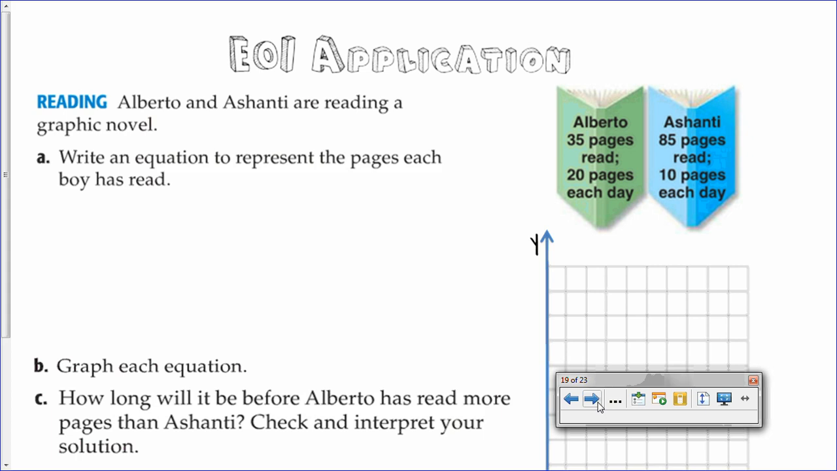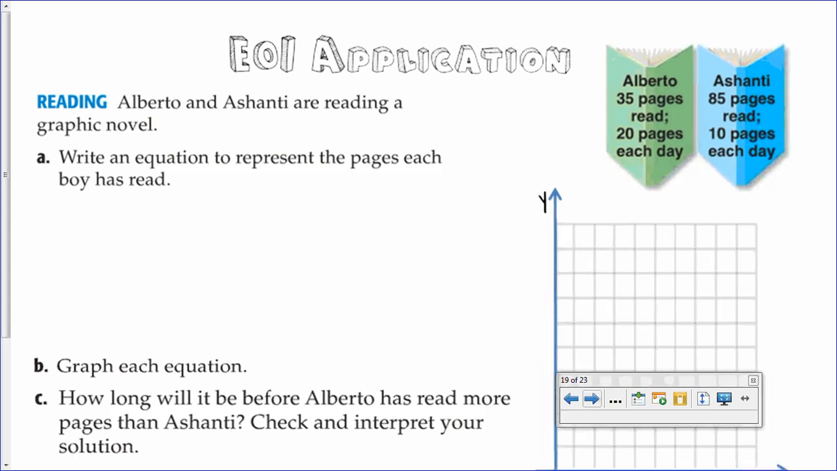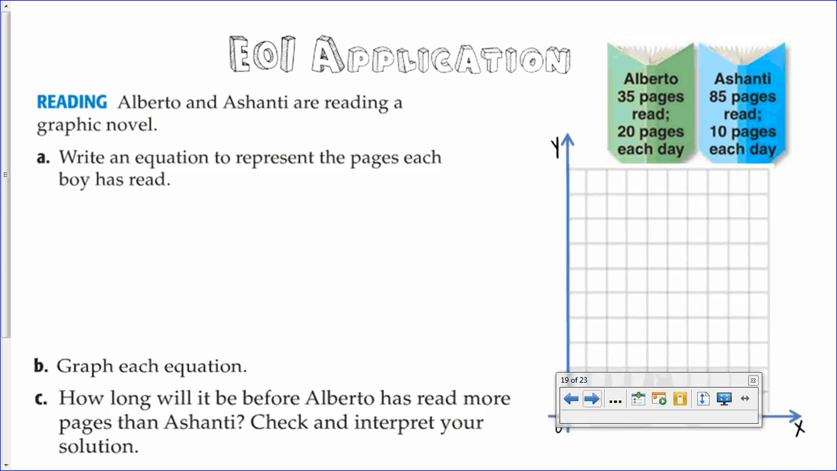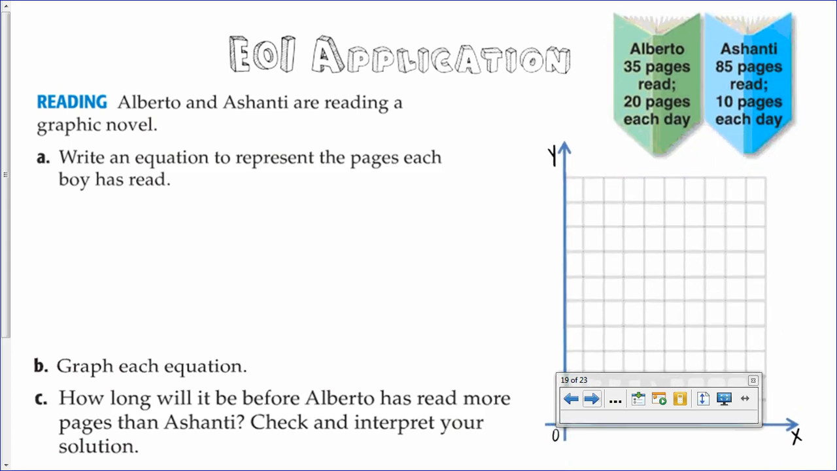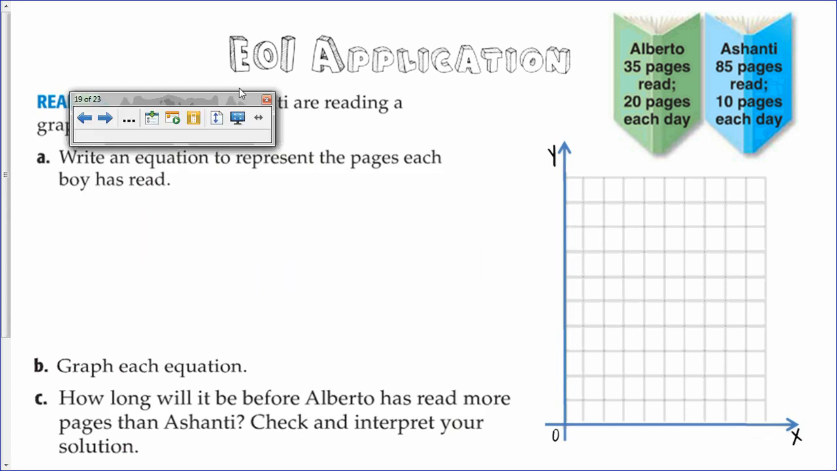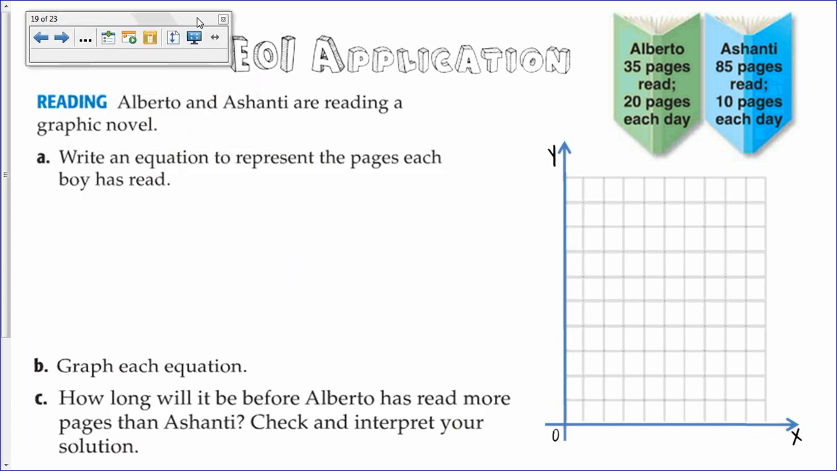And do you guys have this one? Any notes? Okay, good. This one is very similar to the one that we just did. Alberto and Shante are reading a graphic novel. Now notice, how many people do you have? You've got 2 people, right? And anytime you have 2 people doing the same thing, it's usually going to be how many equations? 2, which means it's going to be a, what are we doing today? A system, right?